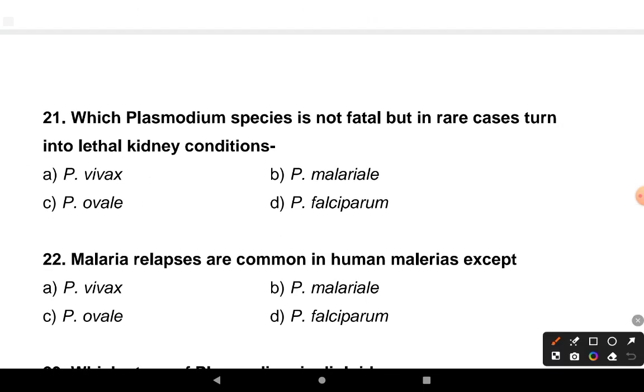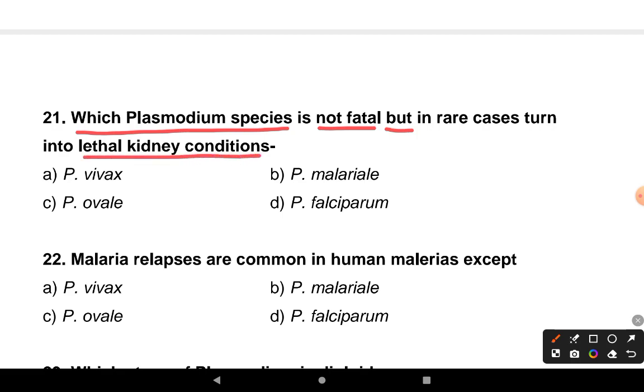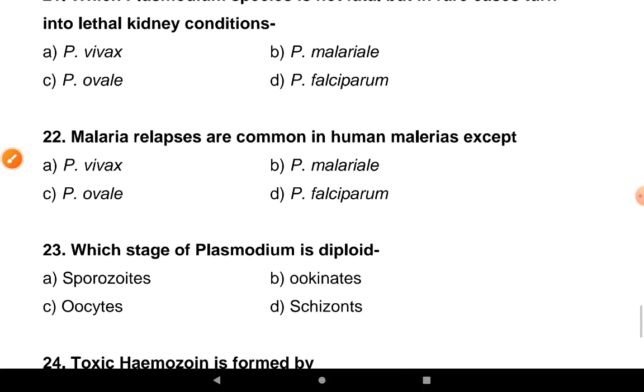Our next question is: which Plasmodium species is not fatal but in rare cases turns into a lethal kidney condition? Plasmodium vivax, Plasmodium malariae, Plasmodium ovale, Plasmodium falciparum. Our correct answer is option B. In case of Plasmodium malariae infection, it is not usually fatal but it can turn into a lethal kidney condition in rare cases.